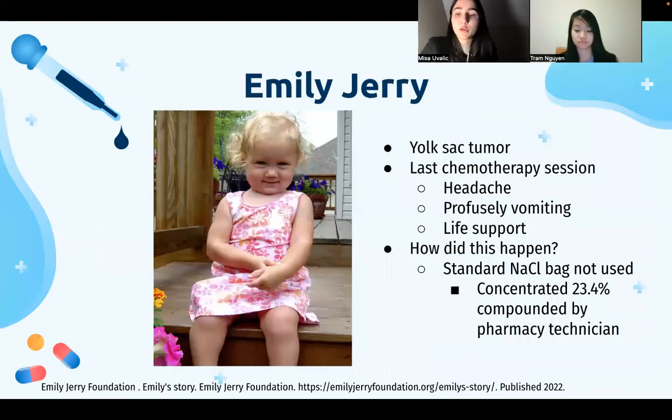Emily Jerry was a four-year-old with a yolk sac tumor in her abdomen. She was diagnosed at the age of 1.5 and had years of surgery and chemotherapy sessions. Her chemo was successful and showed no signs of cancer from her MRI results. She had one last chemo session she had to do.